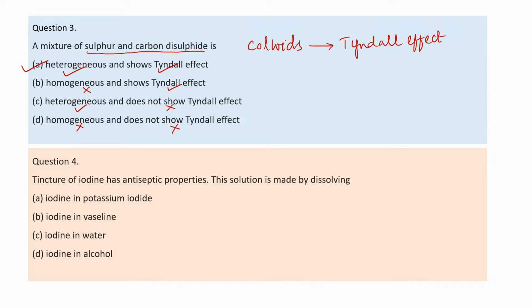Question number 4. Tincture of iodine has antiseptic properties. This solution is made by dissolving iodine in potassium iodide, iodine in Vaseline, iodine in water, iodine in alcohol. So iodine in alcohol is the correct option.